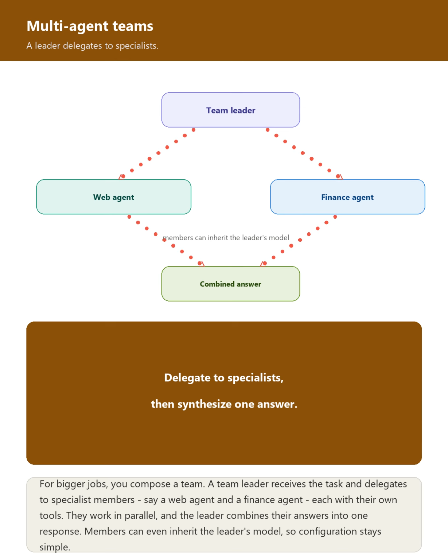For bigger jobs, you compose a team. A team leader receives the task and delegates to specialist members, say a web agent and a finance agent, each with their own tools. They work in parallel, and then the leader combines their answers into a single response. Members can even inherit the leader's model, so the configuration stays simple.